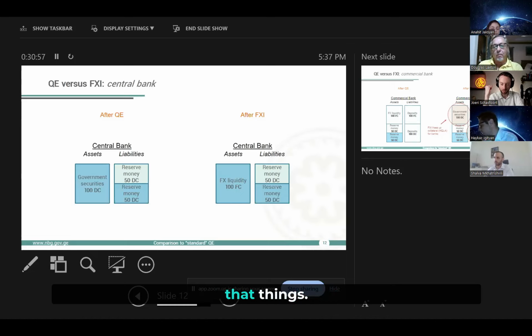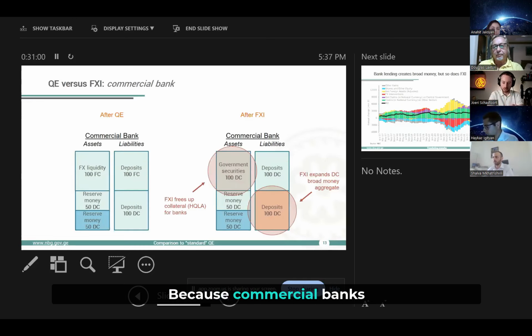But that doesn't mean that things are the same across these two examples, because the commercial banks' balance sheet is different. So, can you say that it is about keeping your monetary policy effectiveness at the same level?